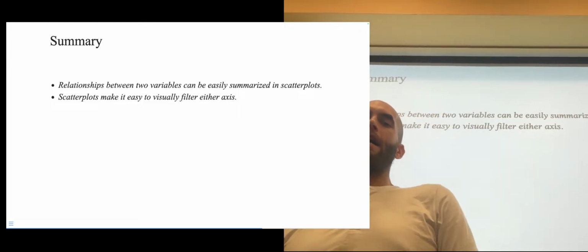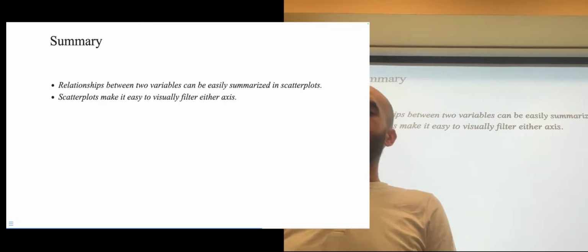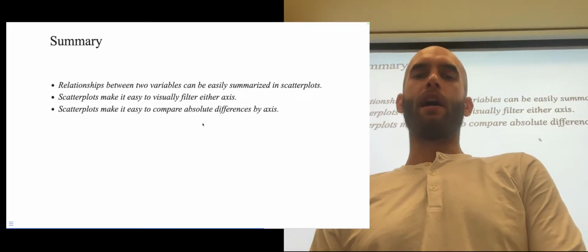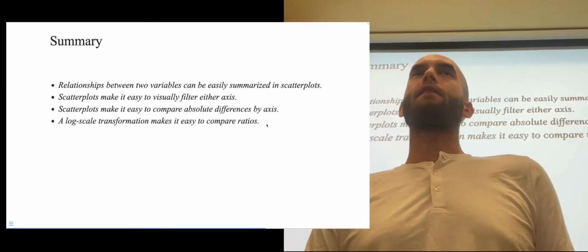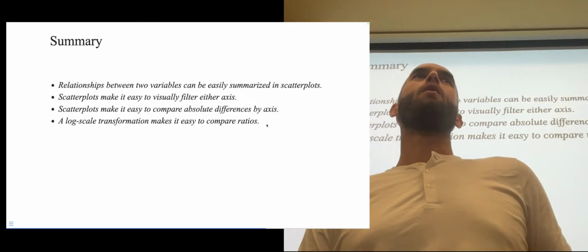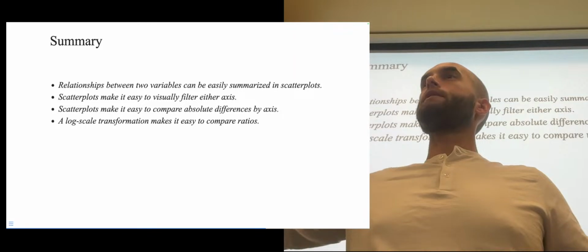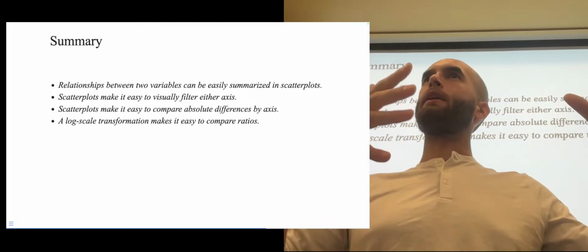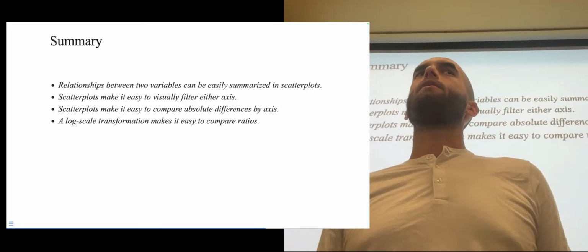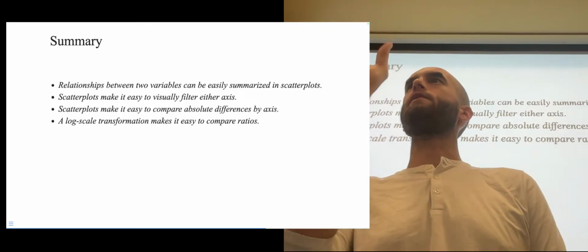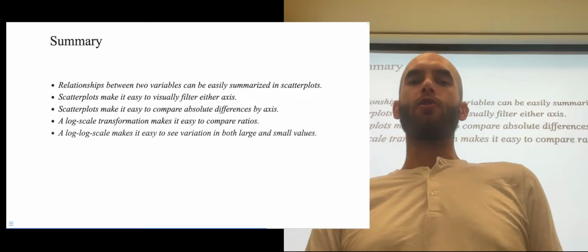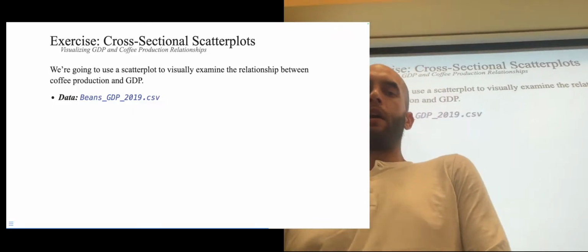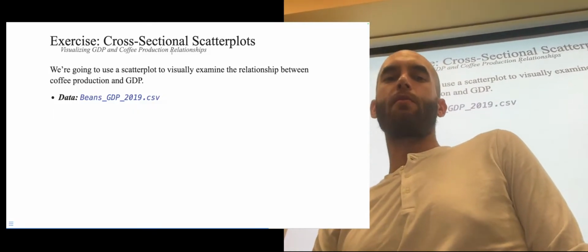And as we'll do later, we can actually filter very easily with a scatter plot. And then we can make absolute comparisons on either axis using a linear scale, but often when we're talking about things like countries, where very large countries are very unusual and very small countries are much more common, then we actually want something more like a log scale. So we can see small differences and large differences at the same time, which also makes it easy to make ratio comparisons. Okay, so our first exercise for today is to create these cross-sectional scatter plots.